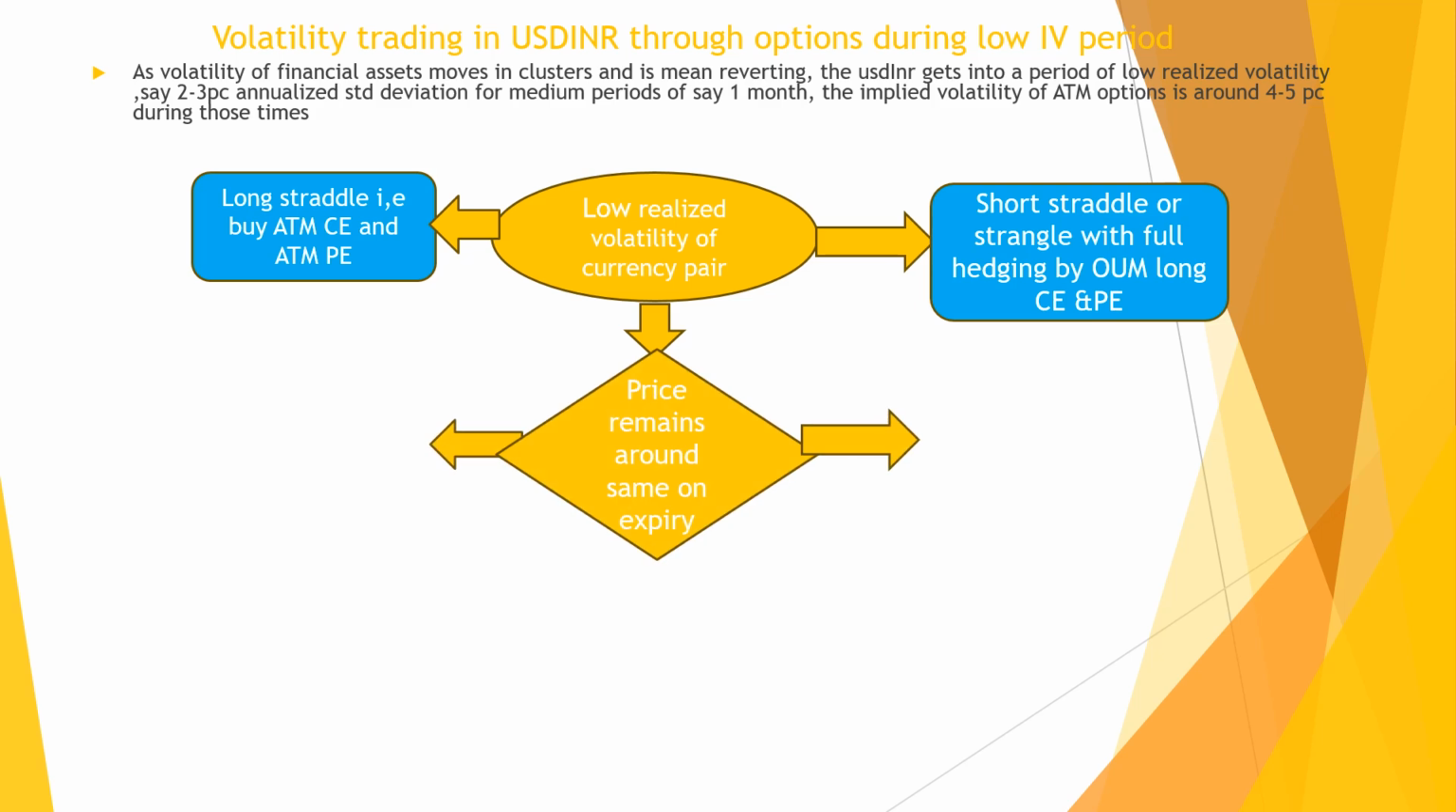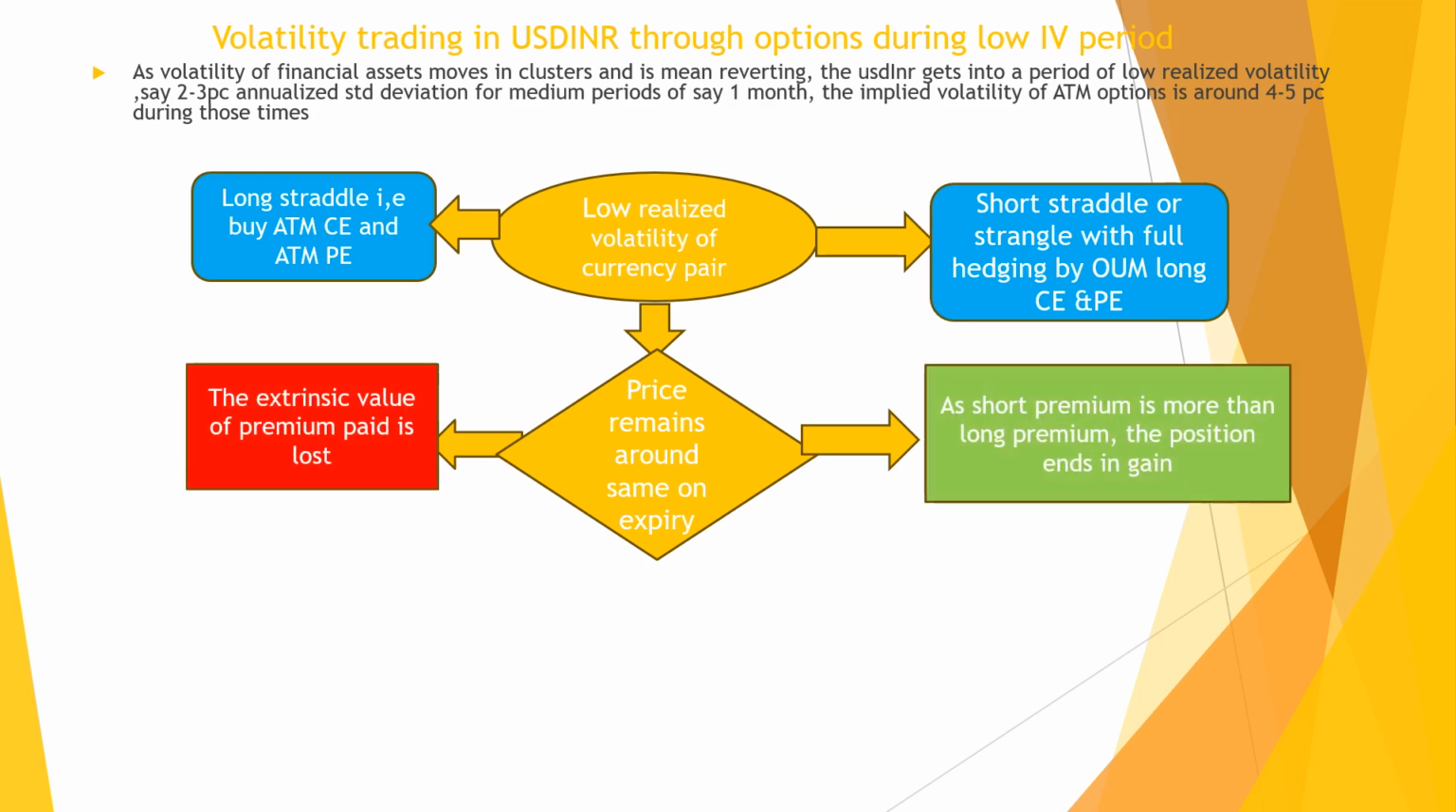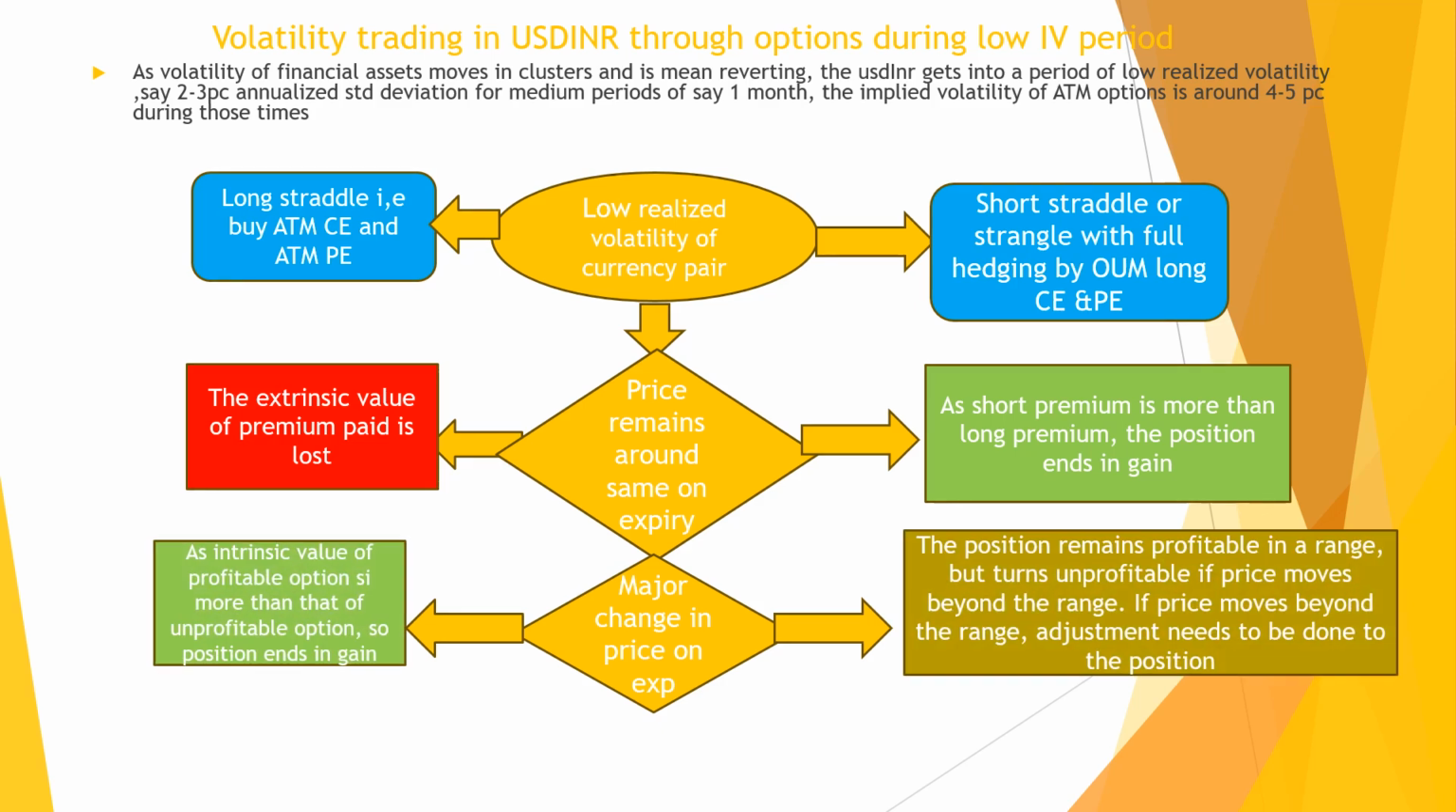Now what happens if price remains around the same on the expiry? In the first strategy, the extrinsic value of the premium paid is lost. In the second strategy, as the short premium is more than the long premium, the position ends in gain. Now what happens if there is a major change in price on expiry? In the first strategy, as the intrinsic value of the profitable option is more than that of the unprofitable option, the position ends in gain.